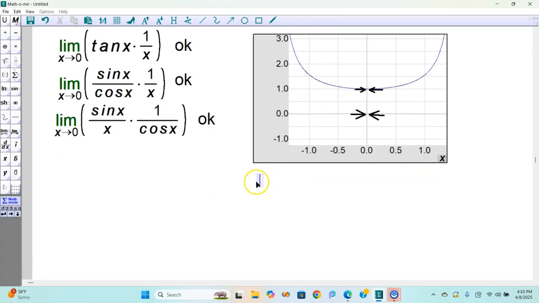So what I mean by that is, imagine you take a step and you write something like limit as x goes to 0, and then you just write tan x, let's say this is the original, but then you put limit as x goes to 0, and then you just write it this way.